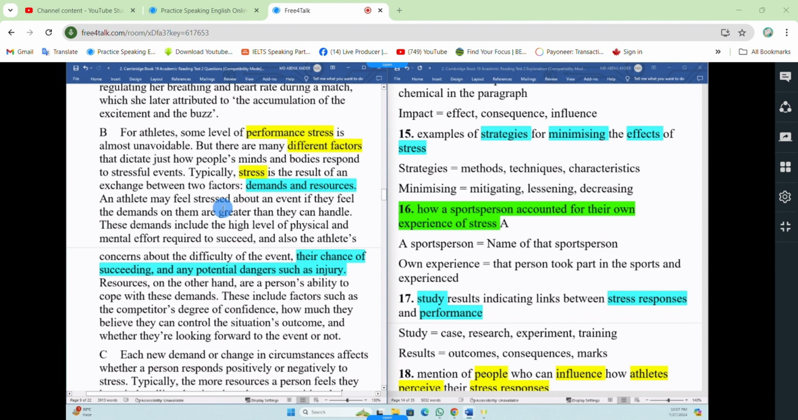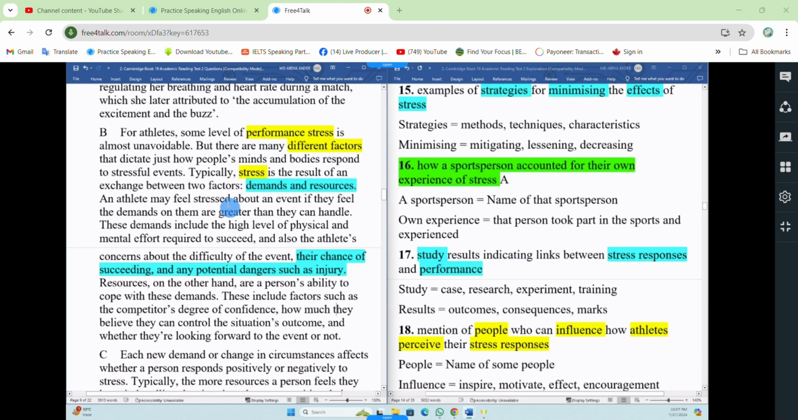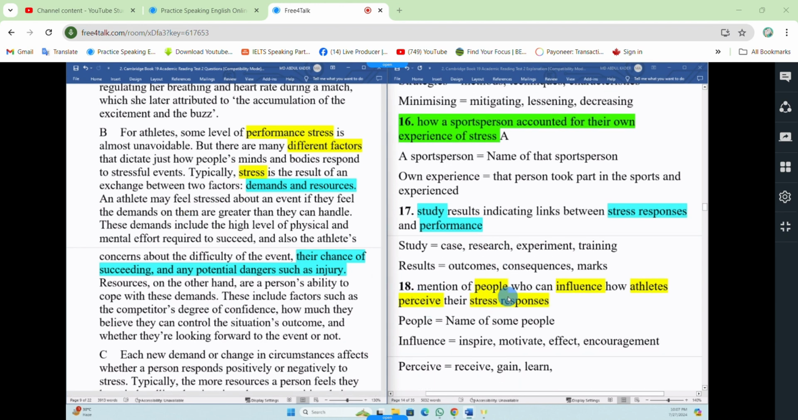So here from these 5 or 6 sentences, do you have any questions? Already we've done this question. Study results. Is there any study? No. Question number 18, people who can influence how athletes perceive. Is there any people name? Is there any conversation regarding people?